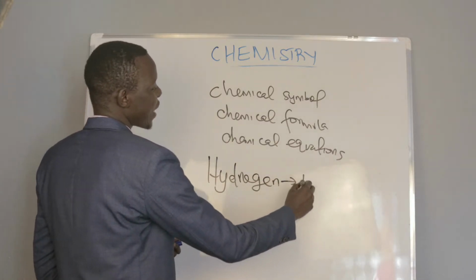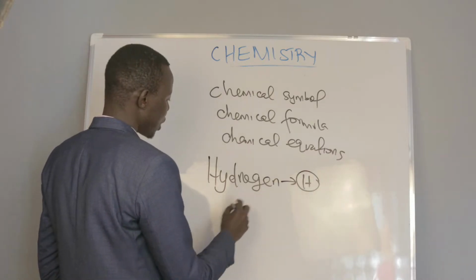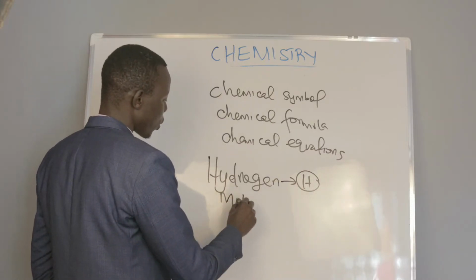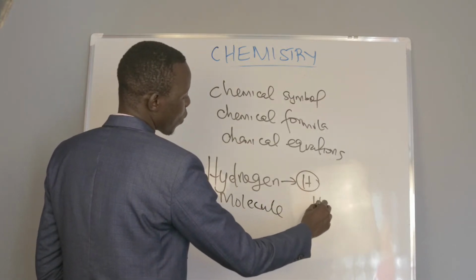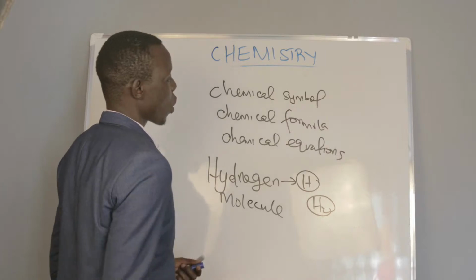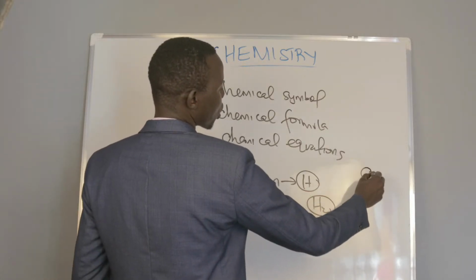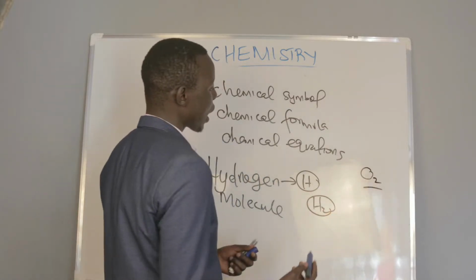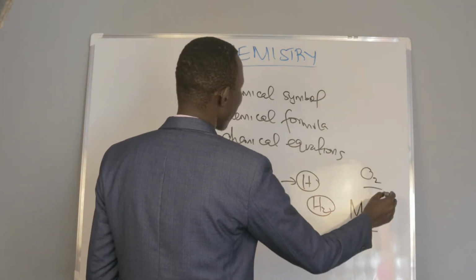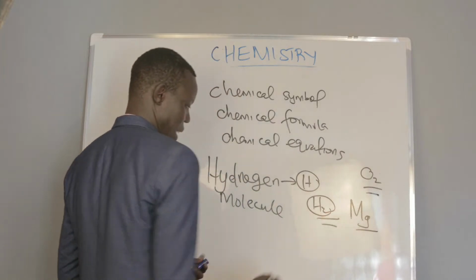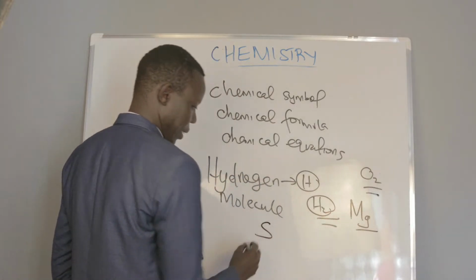Instead of writing hydrogen molecule, you just write H2. Instead of writing oxygen, you write O, and if it is an oxygen molecule, it is O2. Instead of writing magnesium, you just write capital M, small g. These are chemical symbols. For sulfur, you just write S.